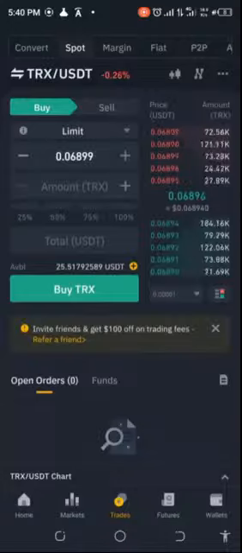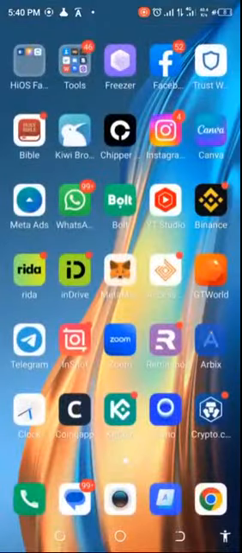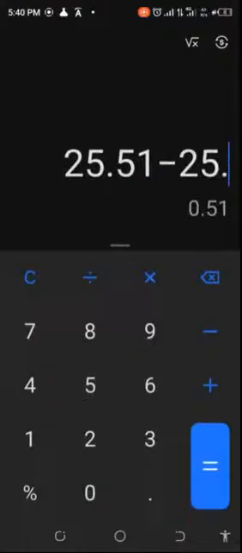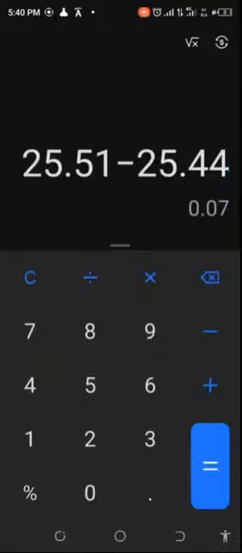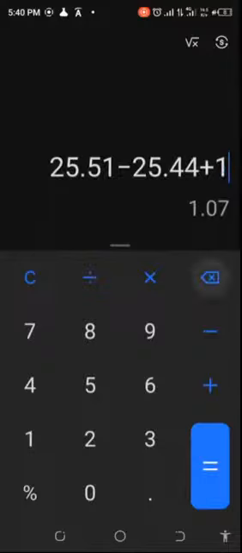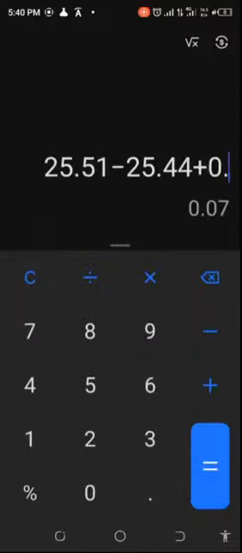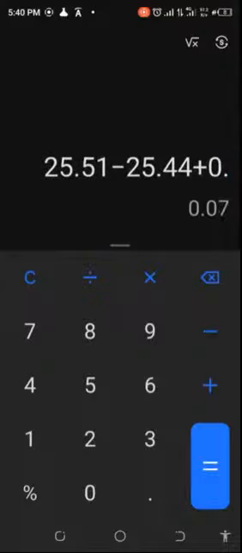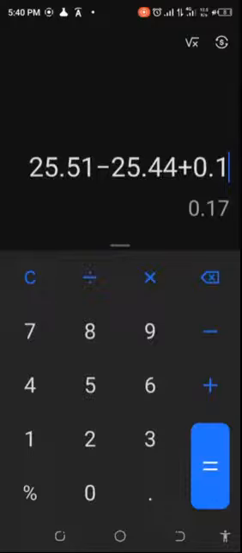So what was our profit supposed to have been? Let's check that again. 25.51 minus 25.44, so this is 7 cents. So we will now include plus 10 cents. It would have been 17 cents.